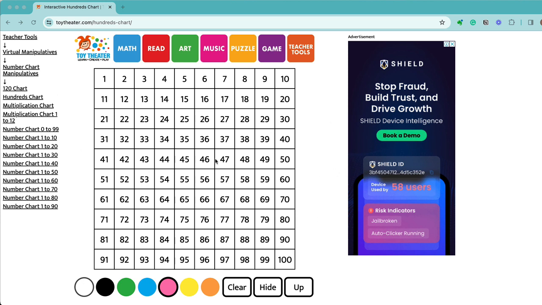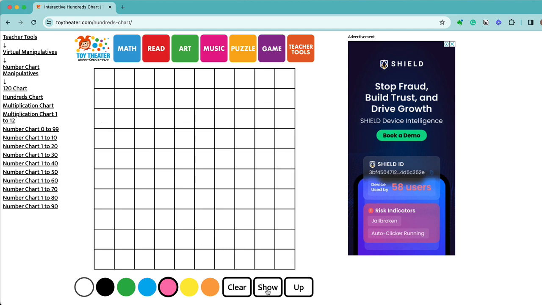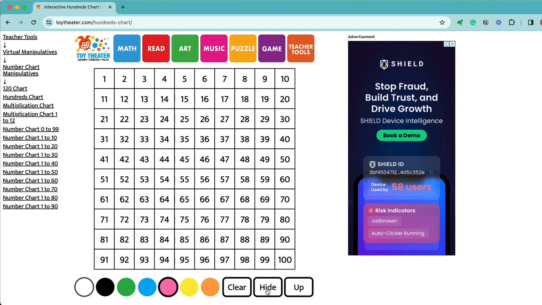So we have a hundreds chart. You can go to this website called Toy Theater and it allows you to interactively play around. So if you click on hide, I think it removes all the numbers. So what we'll do is try and do it in a very simple fashion. Okay. So now we know that 2 is prime. So let's mark everything that's prime in green.